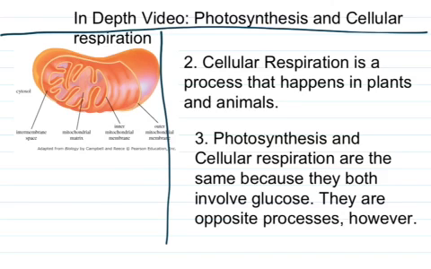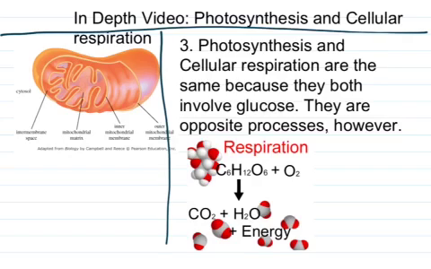For number 3, write: photosynthesis and cellular respiration are similar because they both involve the molecule glucose, but they happen to be opposite processes. One involves making sugar and one involves breaking sugar. Let's look at this. You have to start remembering this molecule here, C6H12O6. That's glucose. You should be able to recognize it.